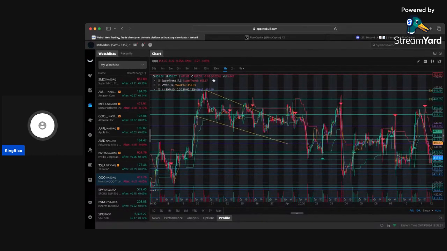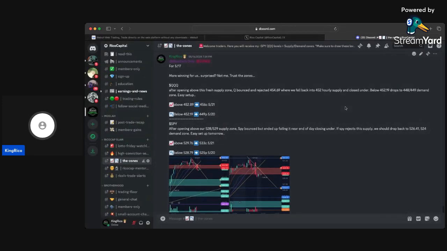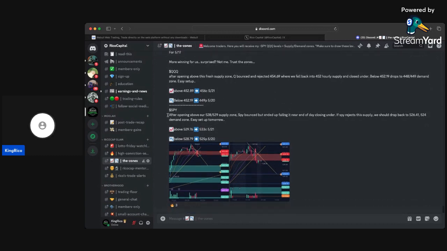Let me show you how you'll get that real quick. You get immediate access if you sign up to my Discord. You get immediate access to the zones. I'm posting every night for which day it is, giving you a little update on the day before, and then for QQQ and SPY. So I'm giving out the chart and telling you, after opening above this fresh zone, QQQ bounced, rejected, we fell back in the 452 hourly and closed under. Below 452 drops to 448, 449. Easy setup, and that's exactly what we did on Friday.